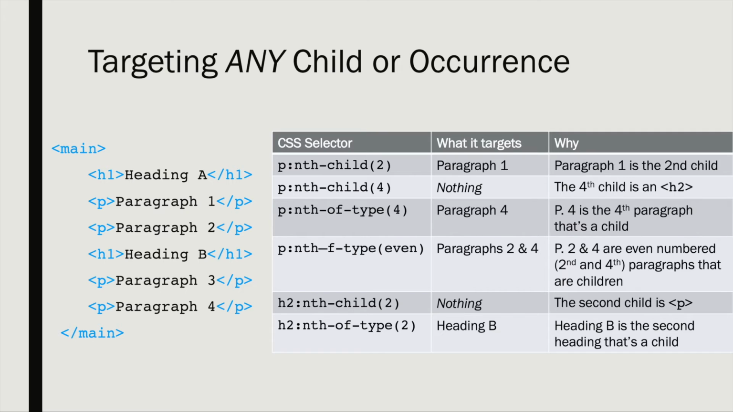If you say nth-of-type, and you say even, then that's going to select paragraphs 2 and 4, not because they have even numbers in them, but because they are even-numbered paragraphs that are children inside the main element. If you say h2:nth-child(2), that targets nothing because the second child is a p tag and there are no h2s. If you say h1:nth-of-type(2), that's going to select heading B because heading B is the second heading that's a child.